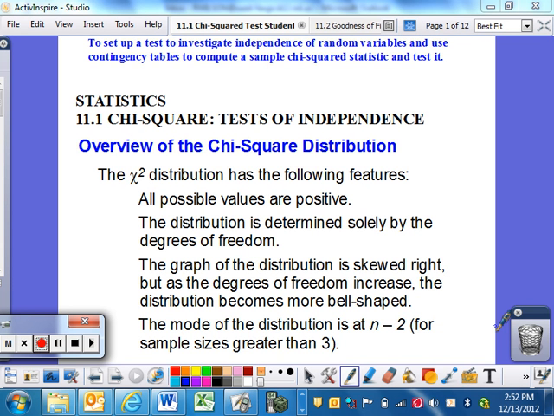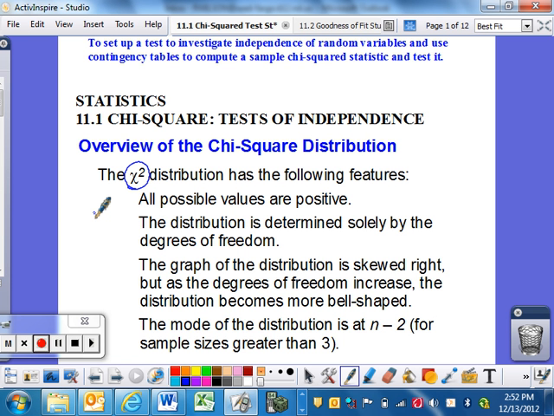Alright everybody, this is section 11.1. It's the chi-squared test of independence section. So this crazy looking symbol, I know a lot of you are going to say x squared, but this is actually the Greek letter chi squared. It has these different features that we're not quite used to.